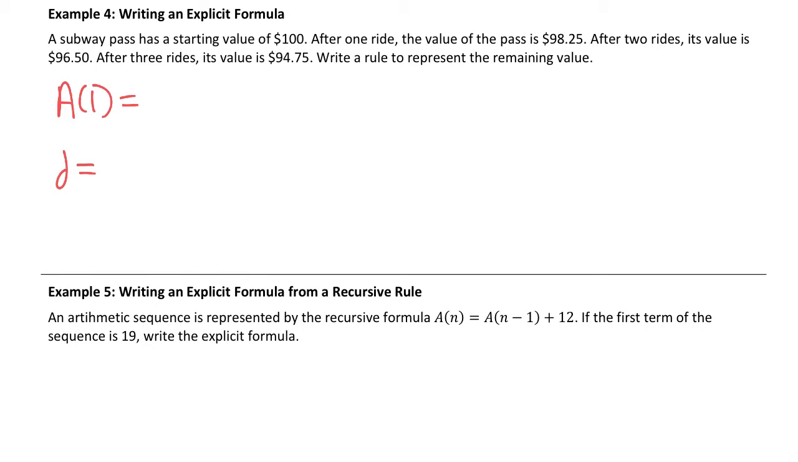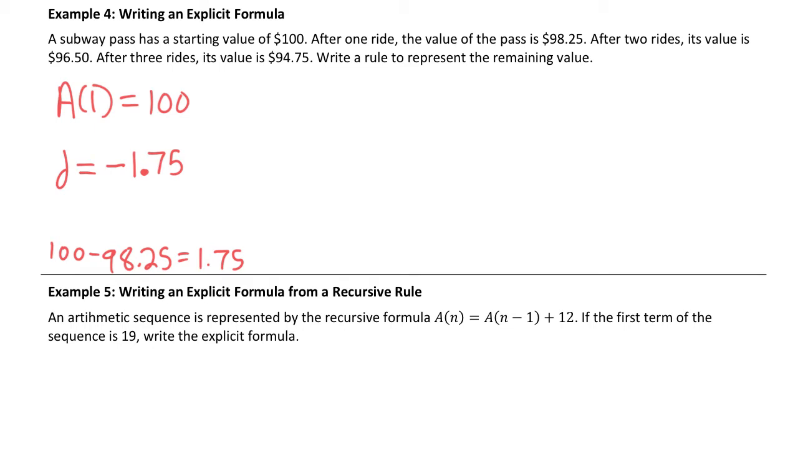So the starting value of this sequence, the first term, we start with $100, and we have to decide what is happening. It's going down. How much is it going down by? Well, some simple math there would just be to take 100 minus 98.25. That means each ride on the subway is $1.75, meaning our common difference is negative 1.75 because this value is decreasing. Okay, the value is decreasing.